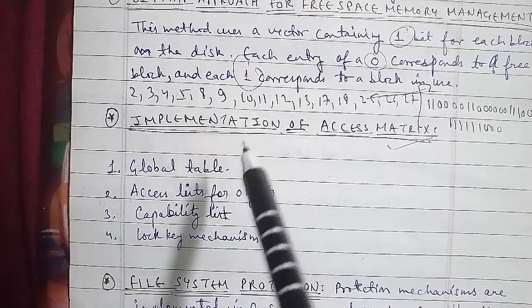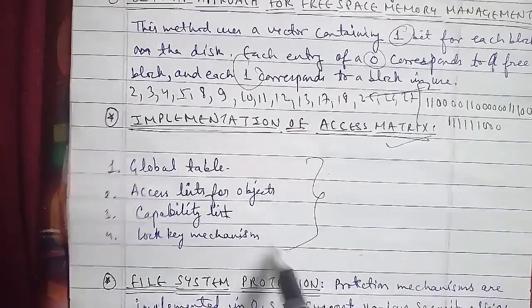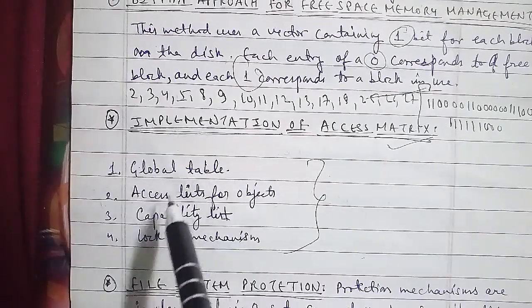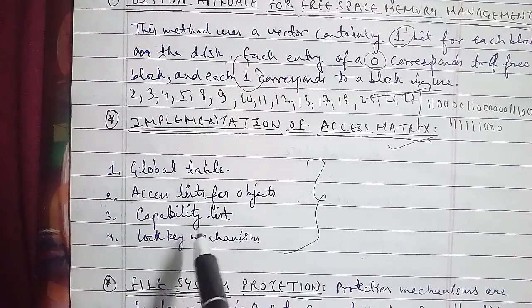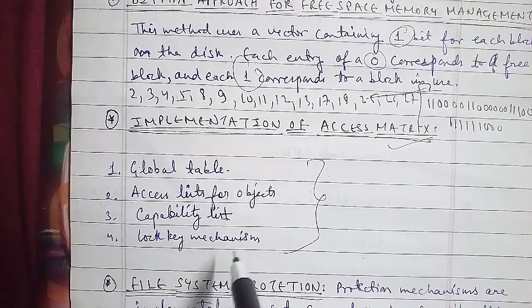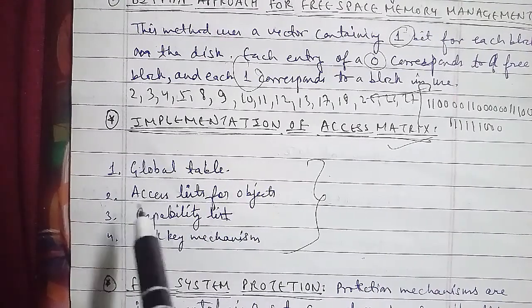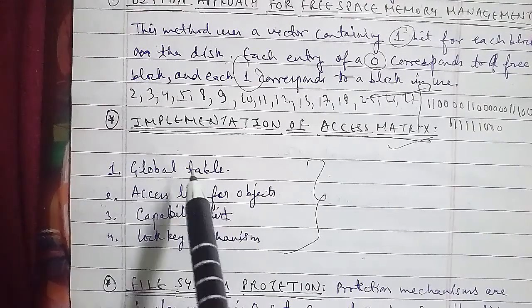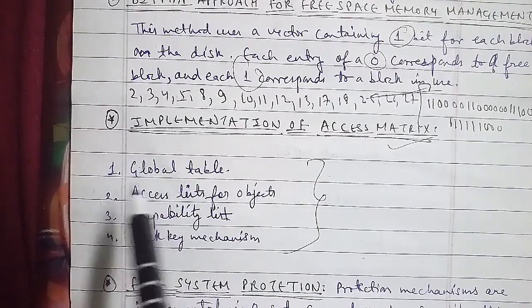In the global table, if I'm talking about, the global table consists of 3 parameters, that is, the 3 parameters are domain and as well as object and right set.